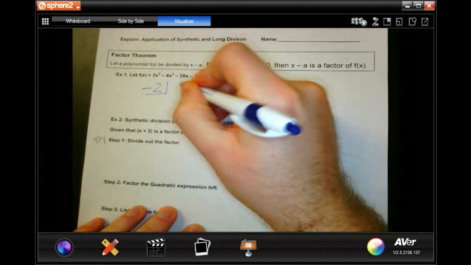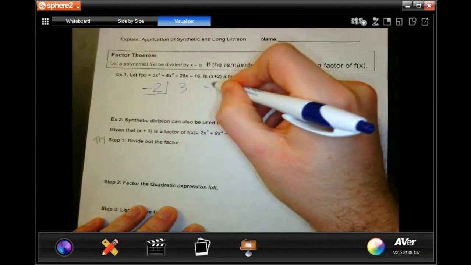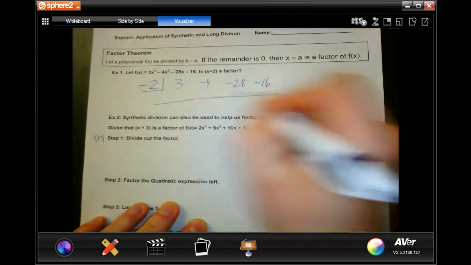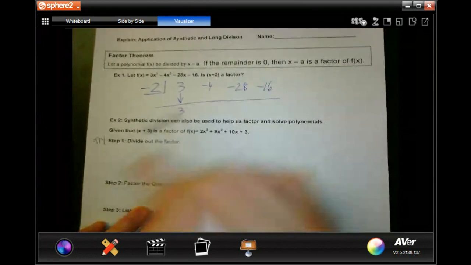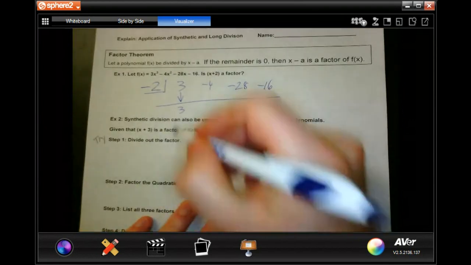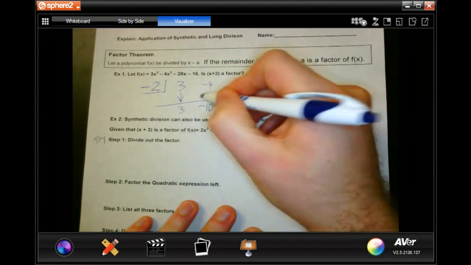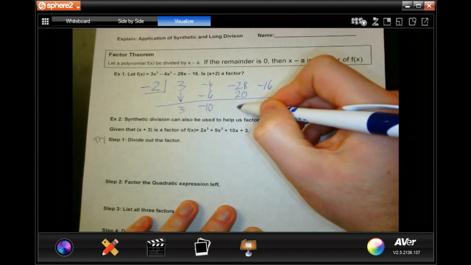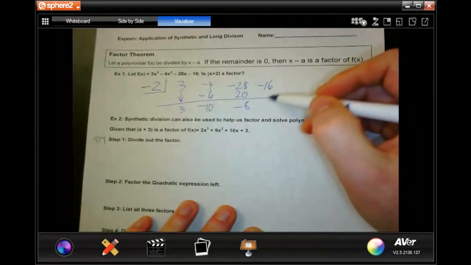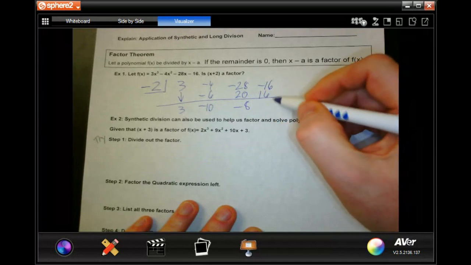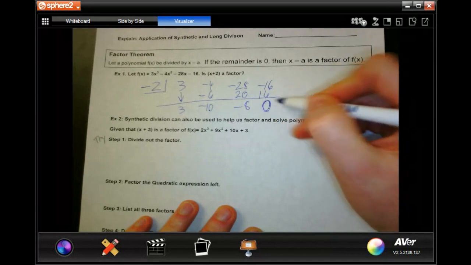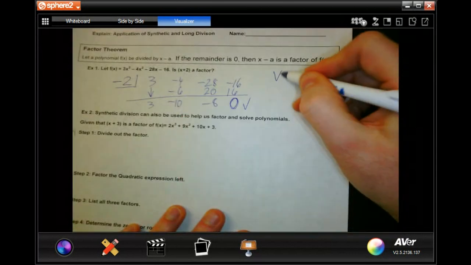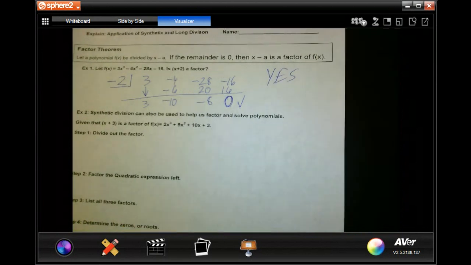Okay, so no placeholder needed. We got 3, -4, -28, and -16. So we drop this guy down. That's why you need a 1 in front of the x. All right, so we're going to have 3, -10. Sorry, let me just go through the motions here. -6, 10, 20, -8. Remember, you're always adding. And then -8 times -2 is voila. All right, so here's our 0 remainder. So is x plus 2 a factor? Yes. We are done with the problem.